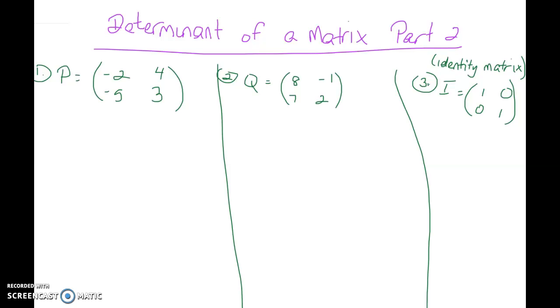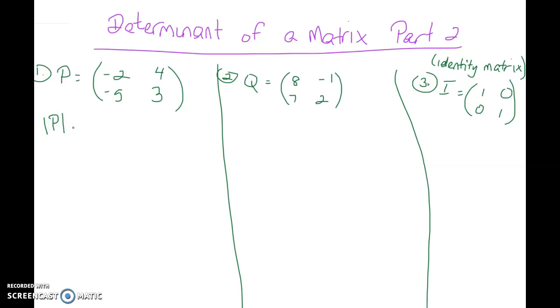So we're looking at more matrices and finding the determinant of these given matrices. I've written down three matrices here, and we're going to find the determinant of each matrix. So let's go ahead and start. So, determinant of matrix P. Let's write it like this this time.